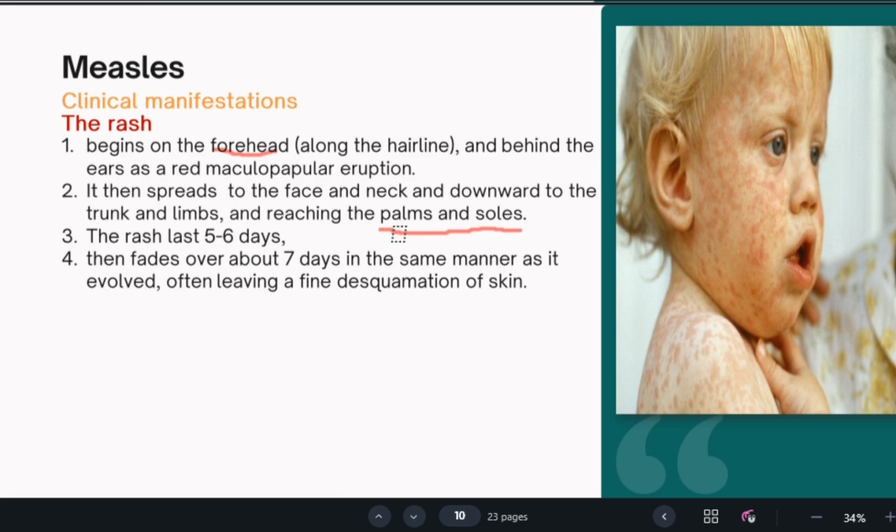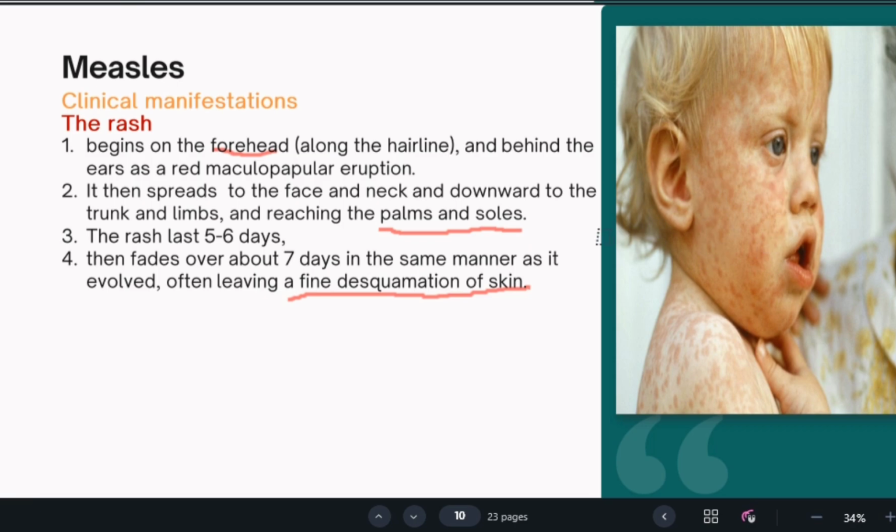Palms and soles, sometimes we see the rash on the palms and soles. It lasts for 5 to 6 days. Then it fades over about 7 days, meaning by the seventh day it will start to disappear in the same manner as it evolved, then leaving the fine desquamation of the skin. After the rash goes away, it leaves a fine desquamation, a fine scaling of the skin.